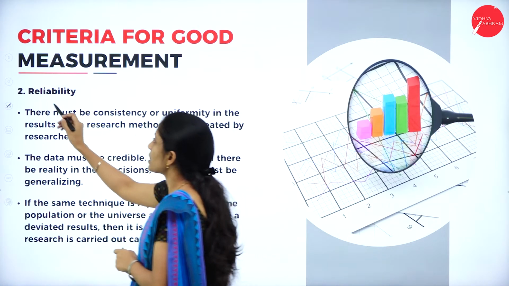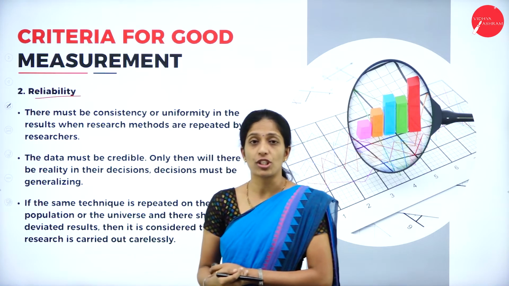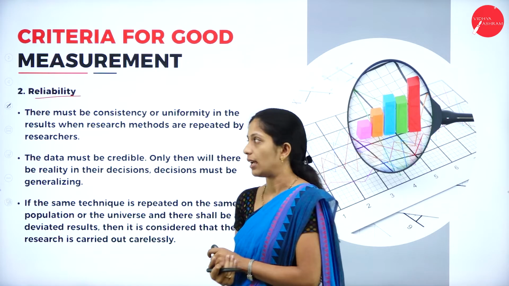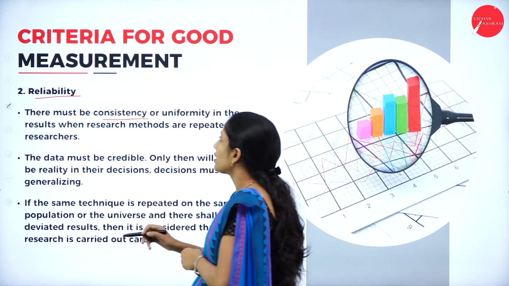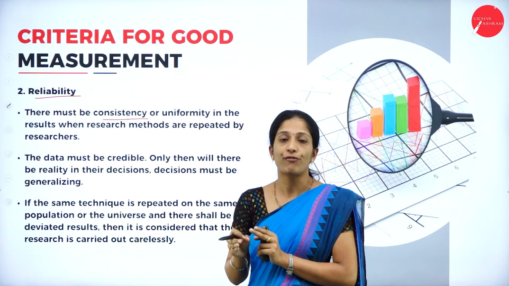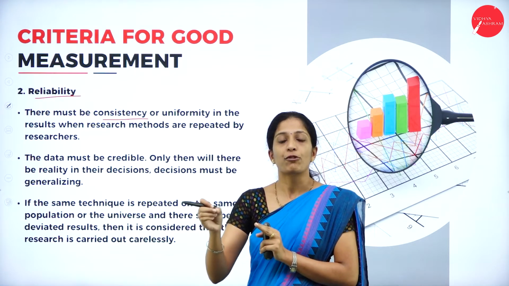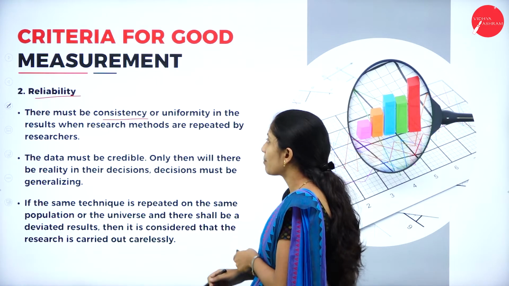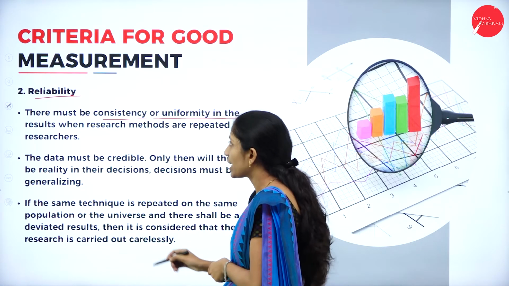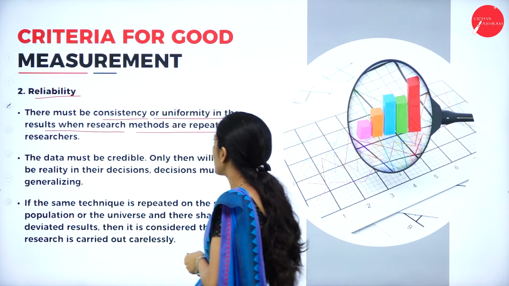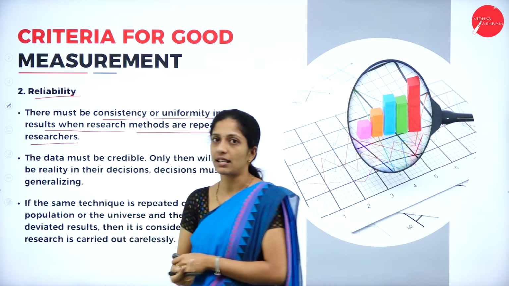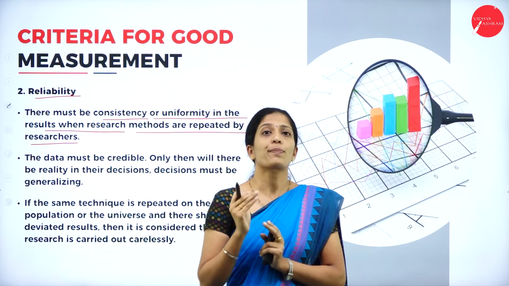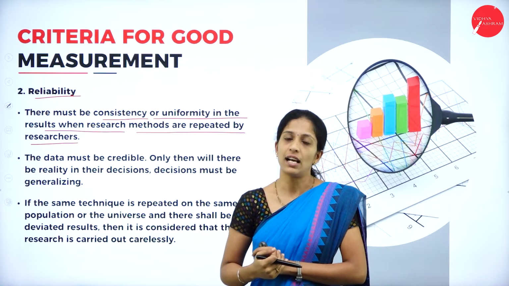Next one is reliability. Whatever information they are going to measure should be reliable, in the sense that there should be certain accuracy there. There must be consistency, in the sense that they have to maintain uniformity while measuring with a particular tool. So there must be consistency or uniformity in the results when research methods are repeated by the researchers. When a particular research activity is being taken, there should be consistency or uniformity in the activity.